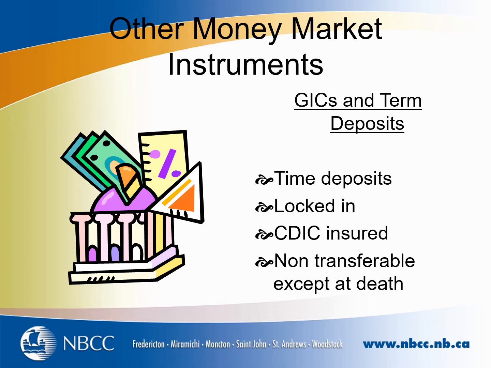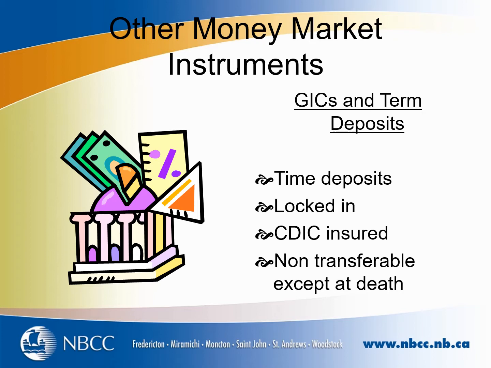GICs and term deposits are two money market instruments that share a number of similarities. They are time deposits where money is invested for a set period of time, locked in at a set interest rate. GICs tend to be for more than 1 year and term deposits for less than 1 year. A GIC becomes a money market instrument when its maturity date is less than 1 year away. Both types of deposits are CDIC insured.